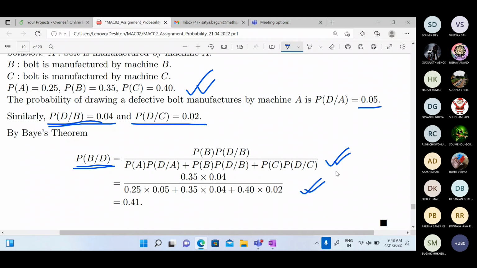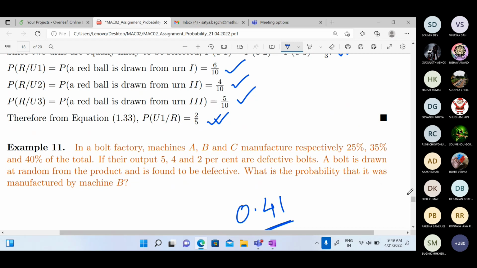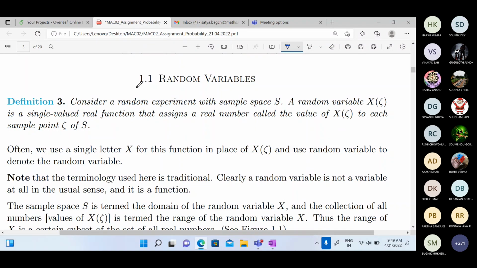Is there any confusion till now? No, sir. Very good. Okay, thank you. I hope you are getting the Bayes theorem. Whatever we have discussed in these two classes, you already know these things. Now next class we are going to discuss random variables. Are you familiar with random variables? No, sir. So we'll start from here.